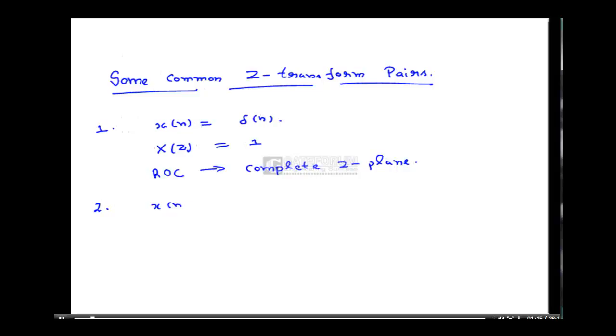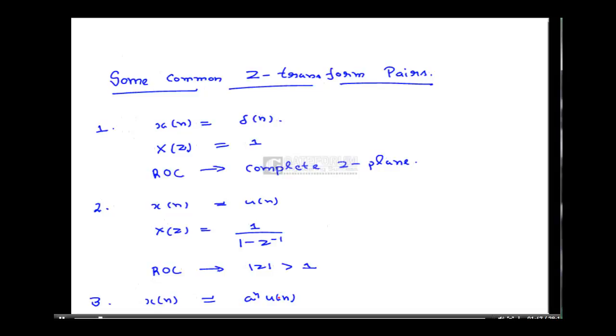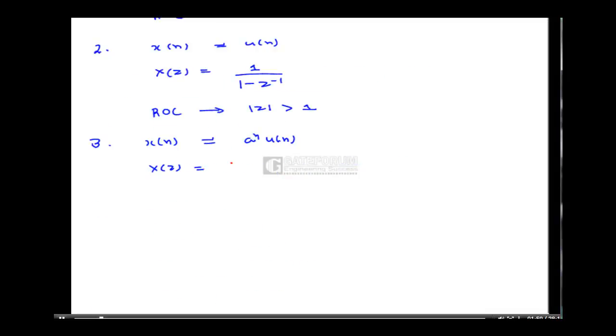Second one. 1 minus a z inverse, ROC is mod z greater than mod a.